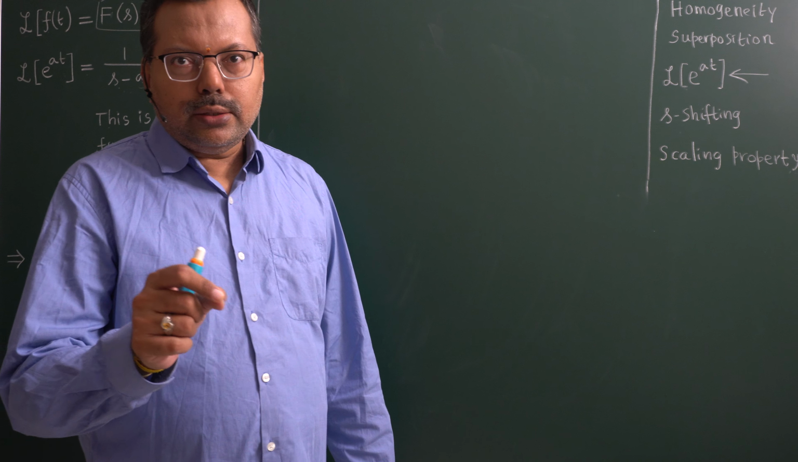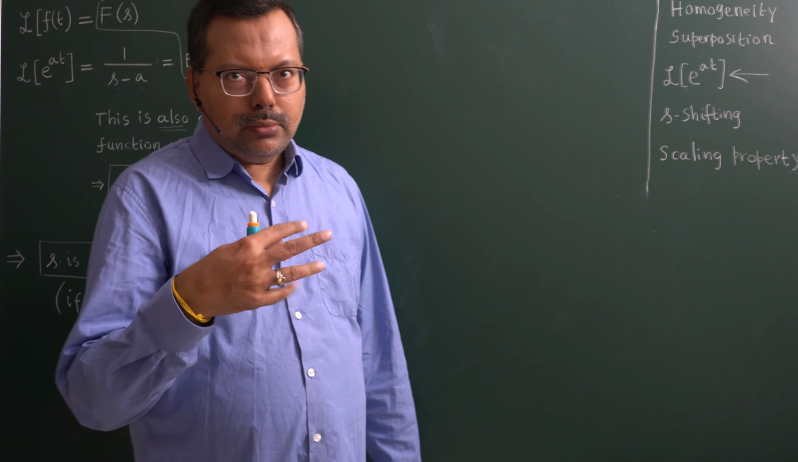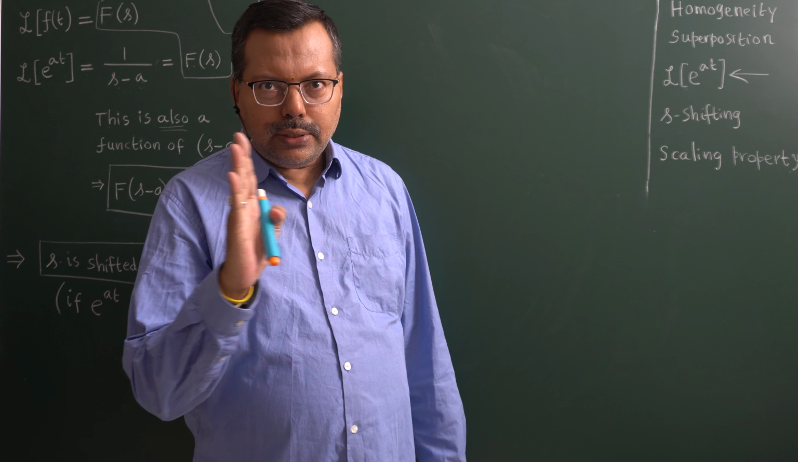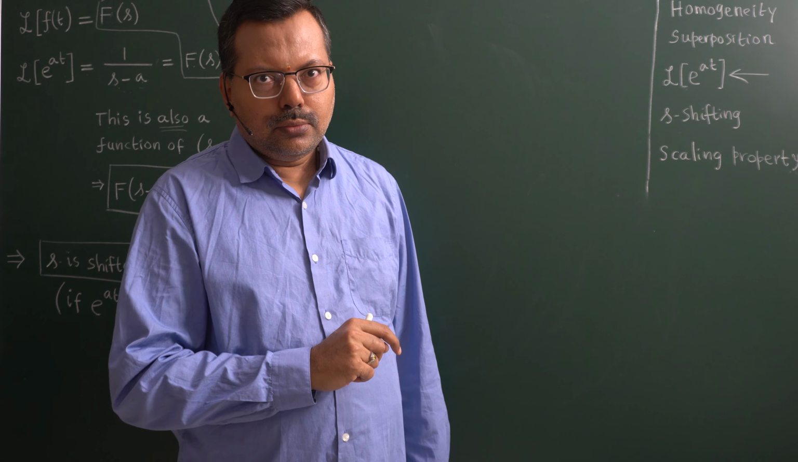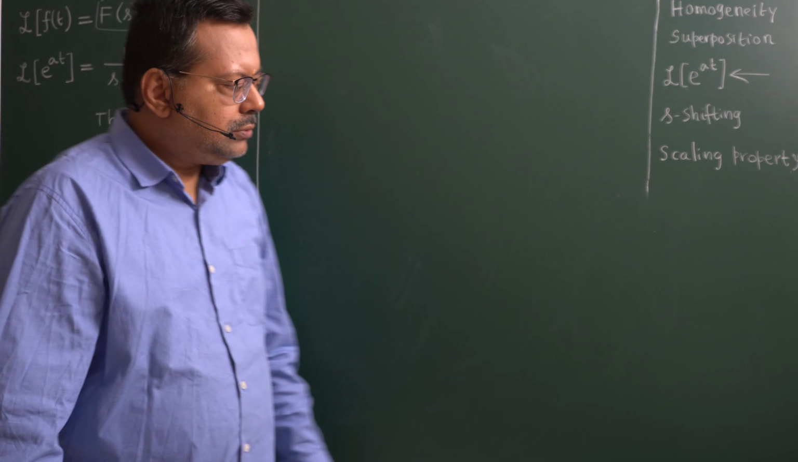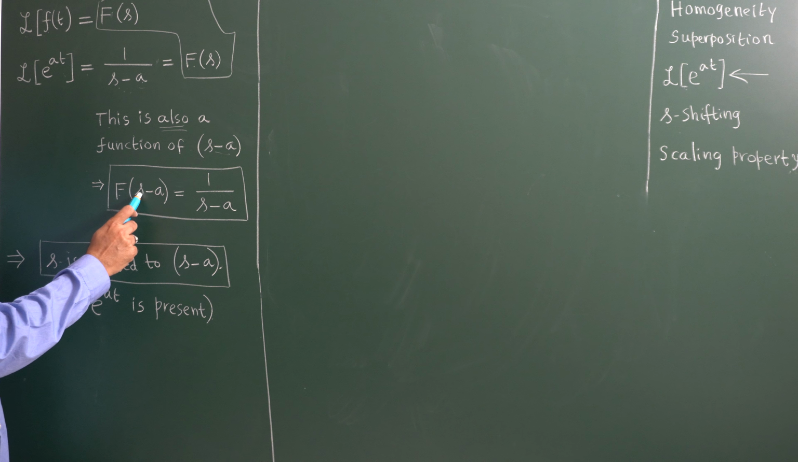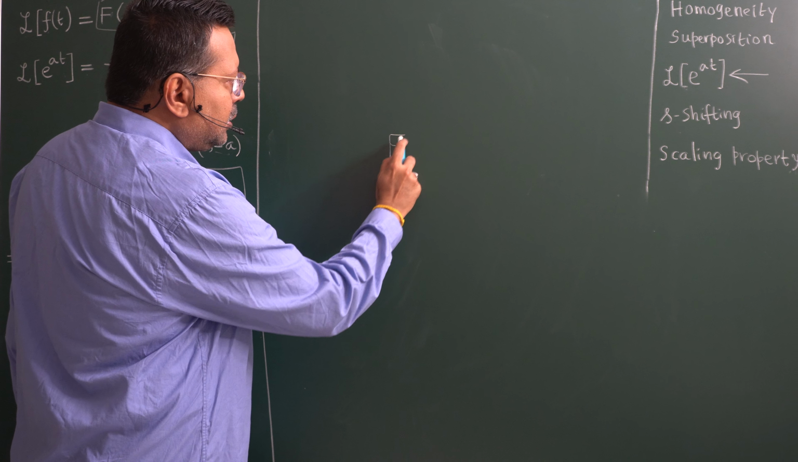So the conclusion that I would like to tell is, whenever you look at e to the power of some constant times t in problem solving, then you immediately remember that some kind of translation is happening in the s variable. In the s variable, okay, not the t variable. In the t variable nothing will happen. S variable only, it is shifted because it is a function of s minus a. So our conclusion is f of s minus a.